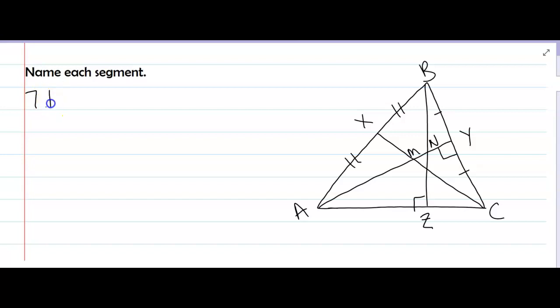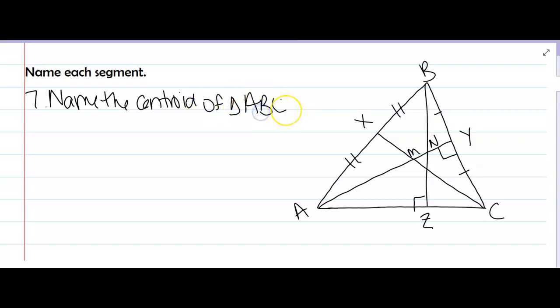Okay, first thing, let's name the centroid of triangle ABC, the centroid. Now remember, the centroid is the point of concurrency for the medians. So what I need to find is the medians. So the segments that start at a vertex and cut the other side in half. And I do have 2 of them. Notice that there's technically 3 medians, but I already know that they are going to be concurrent, so I don't have to have all 3.